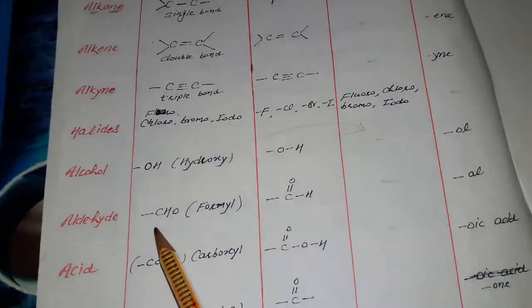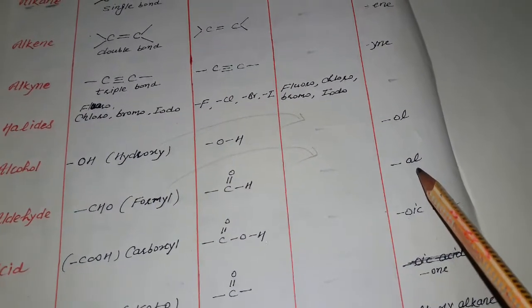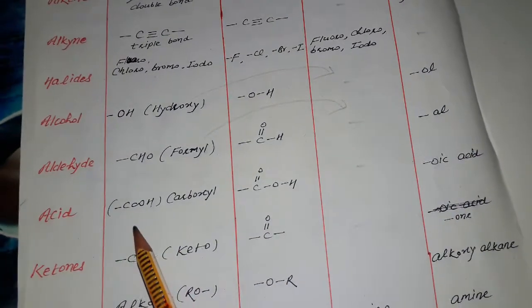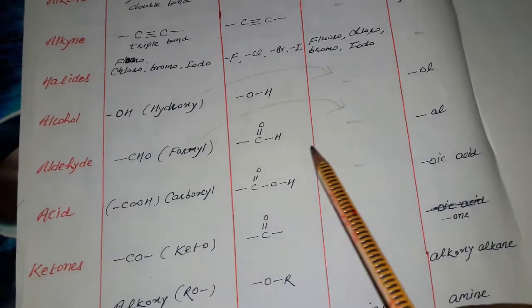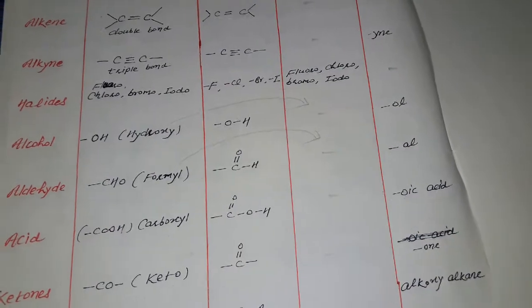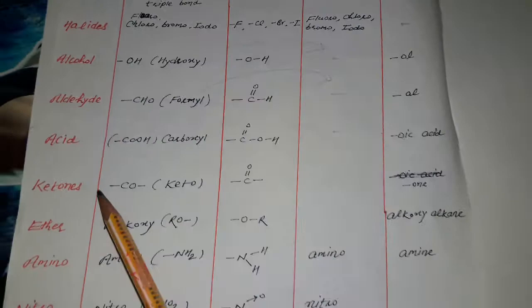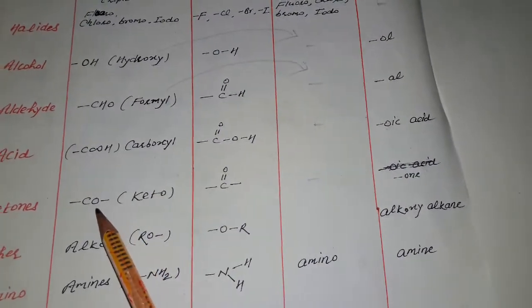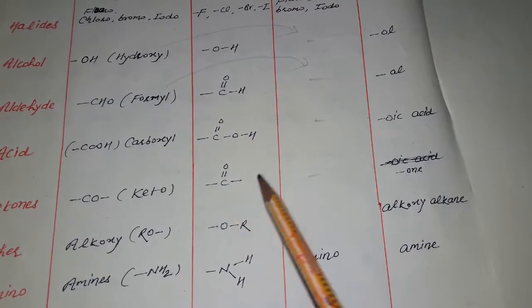For aldehyde we use formyl as a prefix, and for the functional group as a suffix we use al. For carboxylic acid we use carboxy as a prefix, and this is the open structure, and as the main suffix at the end of the naming we use oic acid. For ketone, this is the condensed form, and this is the open form of ketone. We use the suffix one for ketone.